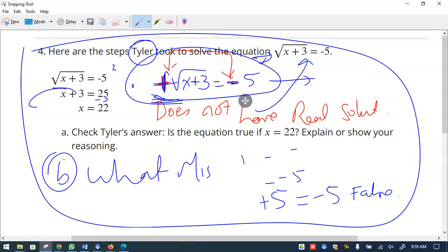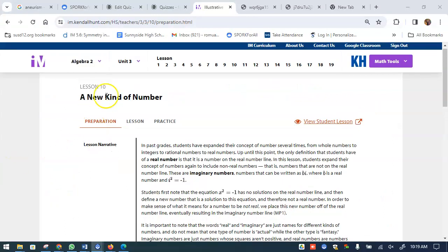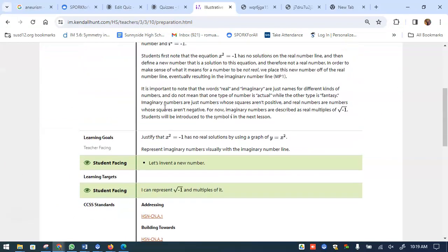Lesson number 9 has only 4 questions. Actually, there were questions number 5 and 6, which we already did in earlier lessons. So let me go directly to lesson number 10. Lesson number 10 is a new kind of number. The goal here is that I can represent square root of minus 1 and multiples of it.